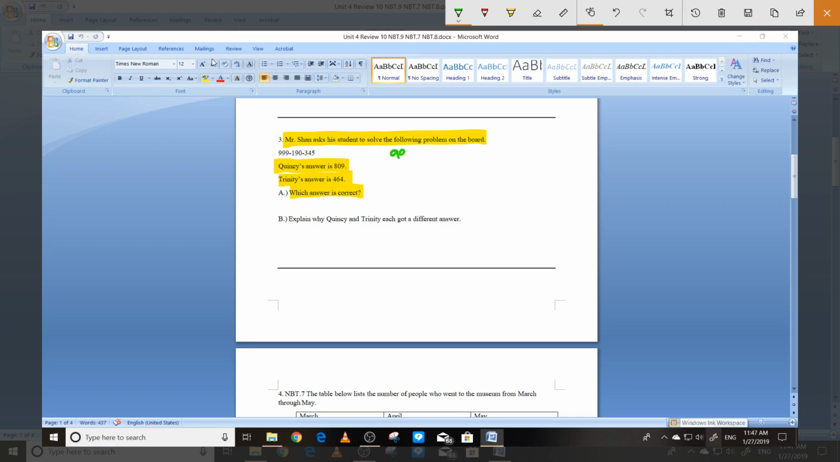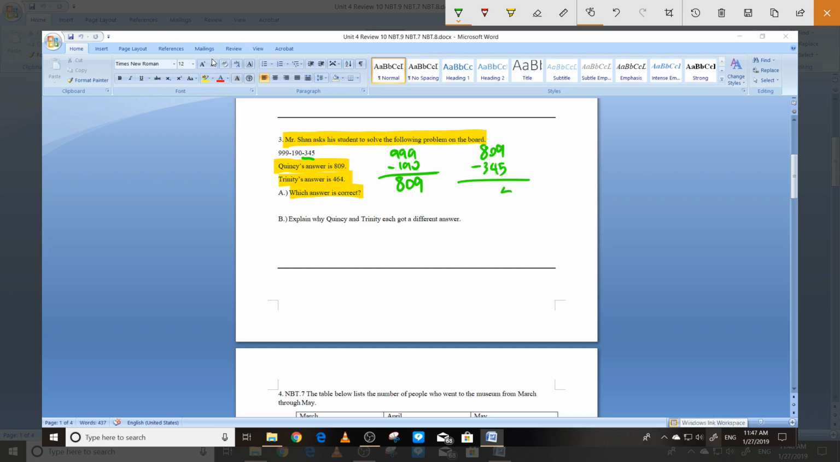Okay? Do 999, take away 190. 9 minus 0 is 9. 9 minus 9 is 0. 9 minus 1 is 8. The answer is 809. Now, this is actually Quincy's answer. Is Quincy correct? Obviously, Quincy is not correct because we still have to subtract 345. So we have 809 take away 345.